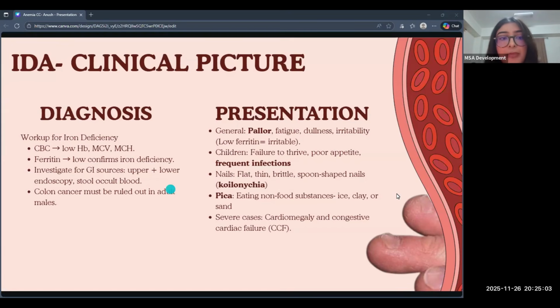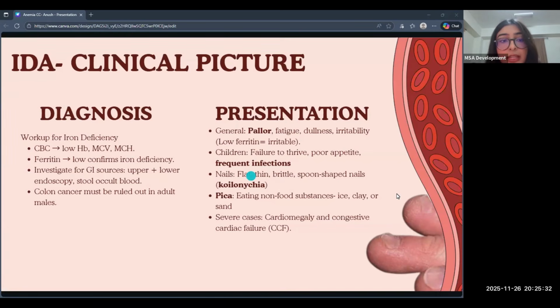It's in males. Now, what do they present in? I said pallor. Every anemia comes with pallor. So pallor, fatigue, dullness, or irritability. In children, it's failure to thrive, frequent infections. Now, we talked about infections a little bit before. So in iron deficiency anemia, there's a decrease in iron-dependent enzymes in the neutrophils. What are these enzymes? Cytochrome A, B, C, catalase, and lactoperoxidase. These are very important to remember.